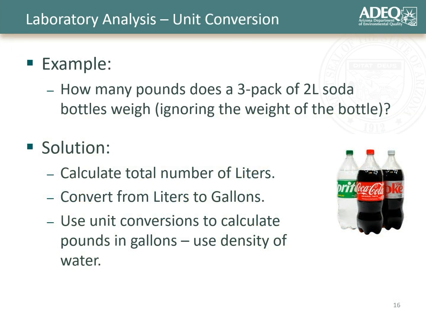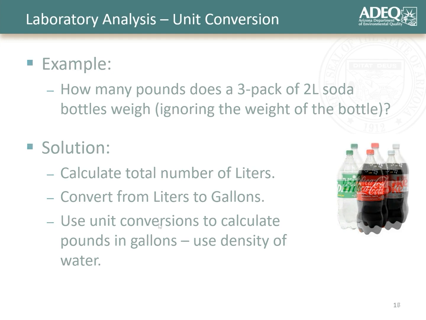So for an example problem for unit conversions: how many pounds does a 3-pack of 2-liter soda bottles weigh when you ignore the weight of the bottle itself? To do this, first we need to calculate the total number of liters of soda that we have present. Then we need to convert those liters of soda to gallons, and then use the unit conversion to calculate the pounds in gallons by using the density of water.